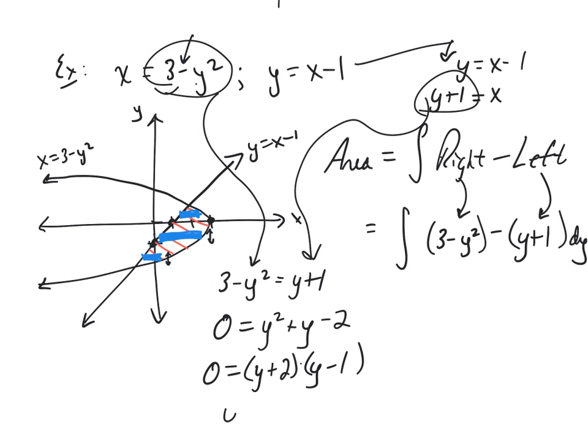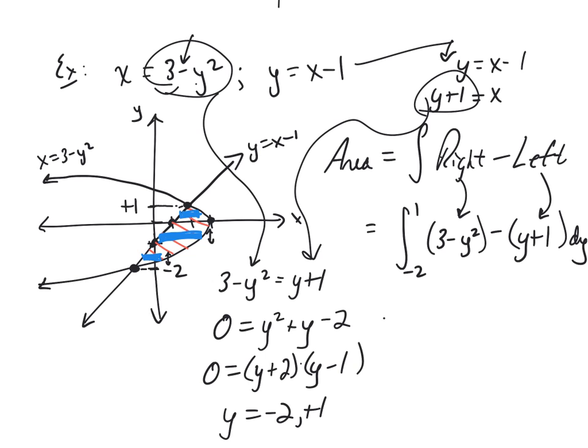So when you set those equal to 0 and solve, you'll get y is equal to -2 and y is equal to +1. So if I go back up to my picture, these two curves intersect at -2, and these curves intersect at +1. Okay, so that gives us then our limits of integration. And our integral is now all set to go. We're completely ready to roll.